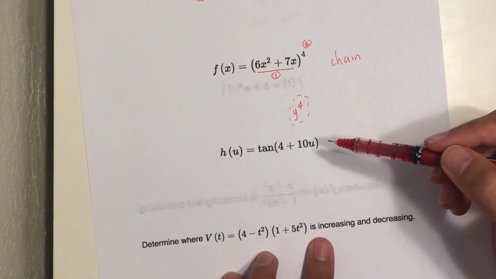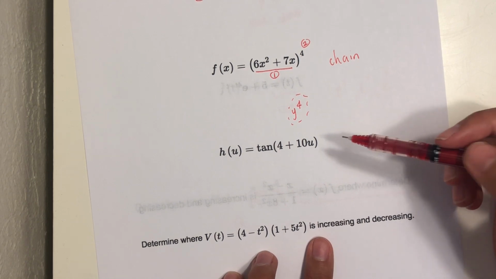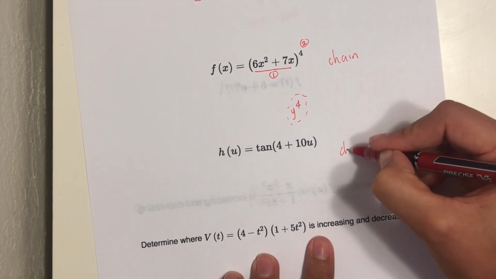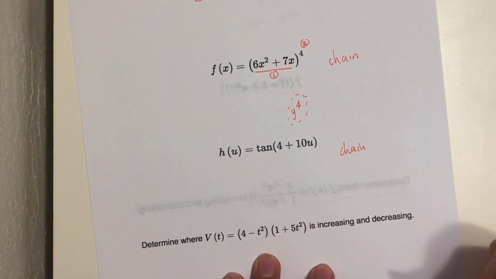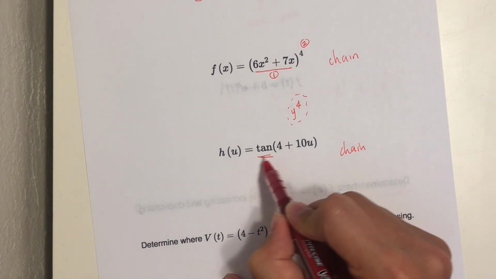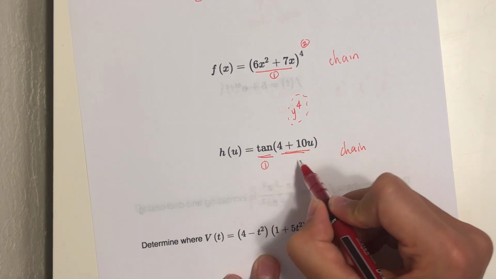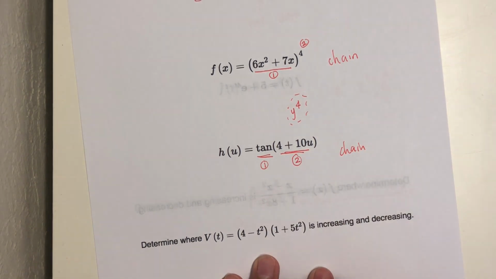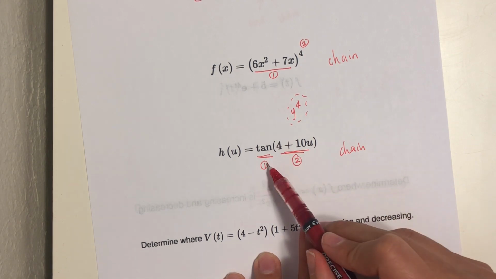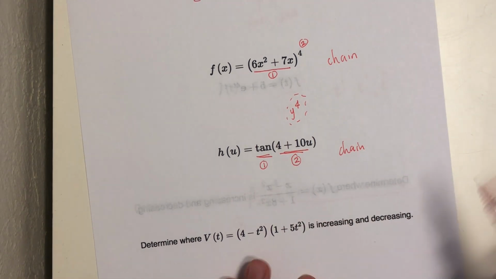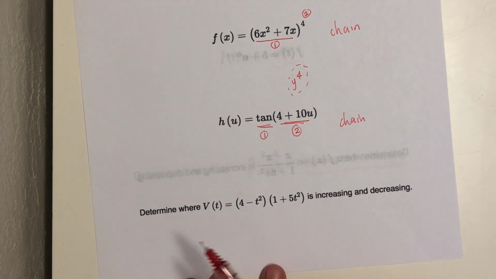How about this one? This one is another chain rule because of the tangent function here. That's your first function, and then your polynomial here is your second function. The polynomial is inside of the tangent function. And how about this last one down here?